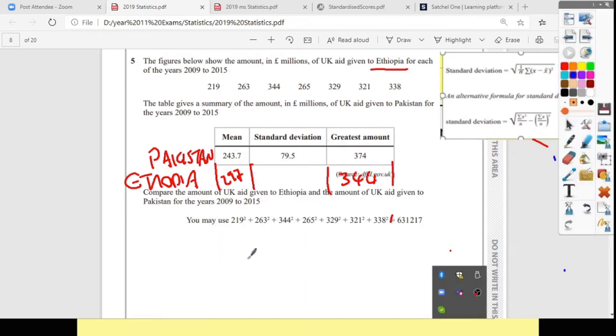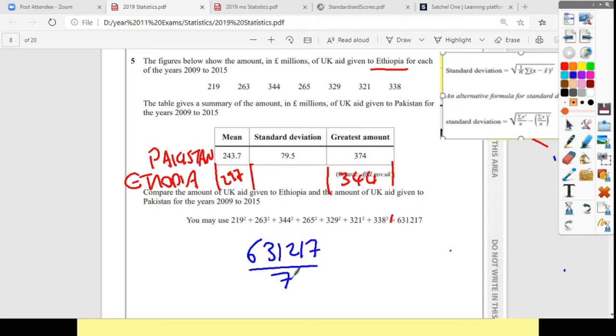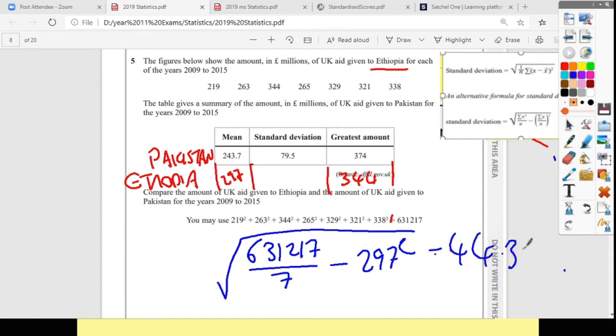So I'm going to do 631,217. Now I know there's 7 scores, so I'm going to divide it by 7. I'm going to take away my mean, which is 297 squared. All of this is square rooted. I'm going to type in exactly how it says in my calculator. 631,217, all of that over 7, minus 297 squared, which gives me 44.32. This is 44.32. And I need to do a statement.